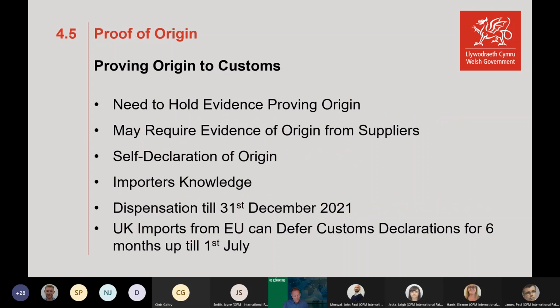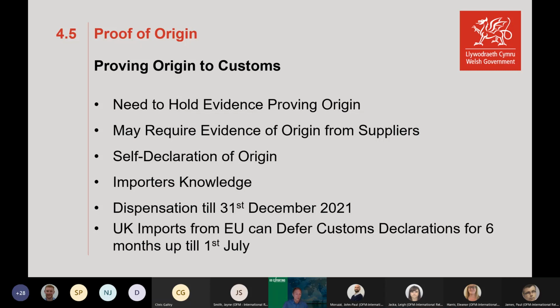So how do you prove origin to customs? What do you need to do? Well, you need to hold the evidence to prove the origin. You need to have a record, an audit trail, and that may require you getting evidence of origin from your suppliers, for example. So we are suggesting to our clients that you do ask for a supplier's declaration from all of your suppliers, and you keep that in your records.